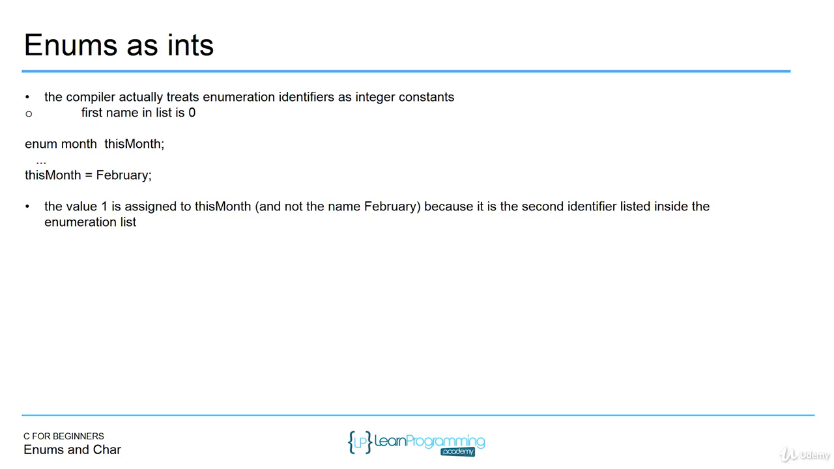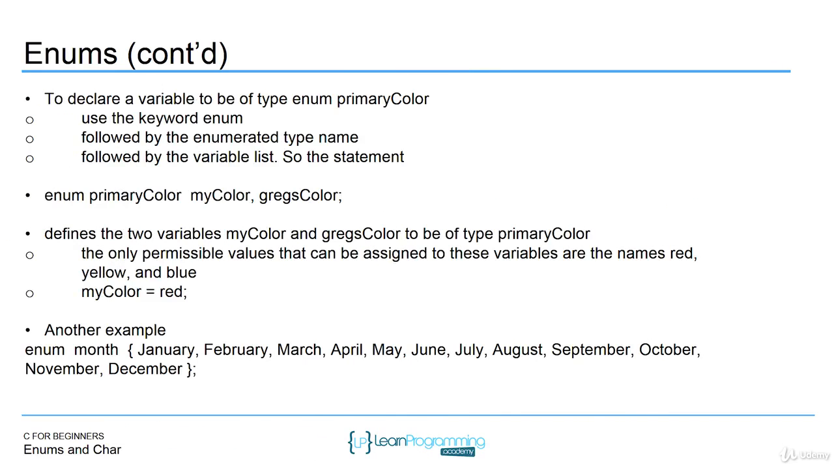So in this case, February would be 1, because in this month enum, the second one in the list is February. If you remember, when we defined it, the second one is February. And you should notice that it's 1 even though it's the second one, because the list starts at 0. So January would be 0, February would be 1, March would be 2, and so forth. This is important because you can then compare it against ints as well as against actual values like February.